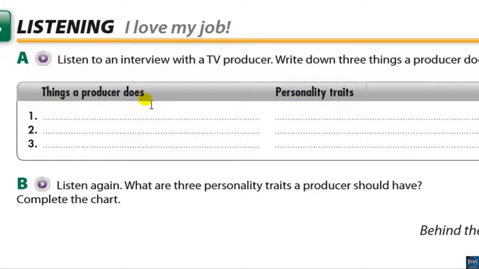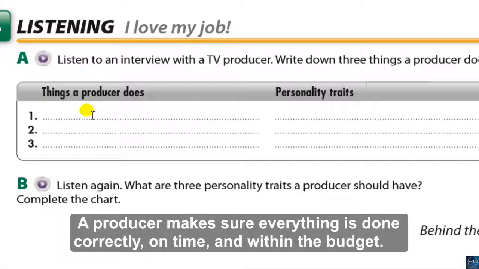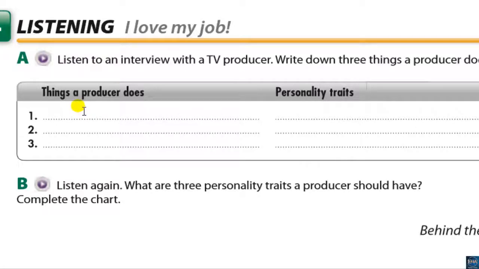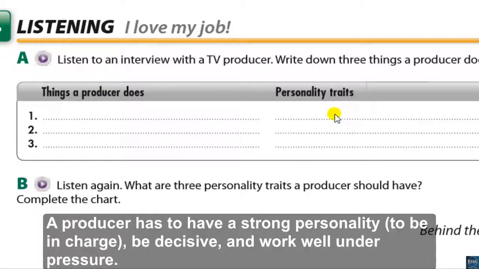Things a producer does. A producer makes sure everything is done correctly, on time and within a budget. A producer does research, thinks up ideas for shows, and works with directors and actors. A producer has to have a strong personality, be decisive, and work well under pressure.